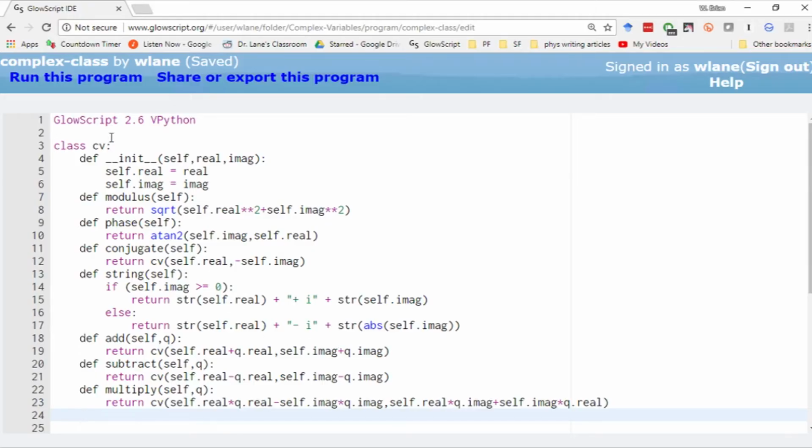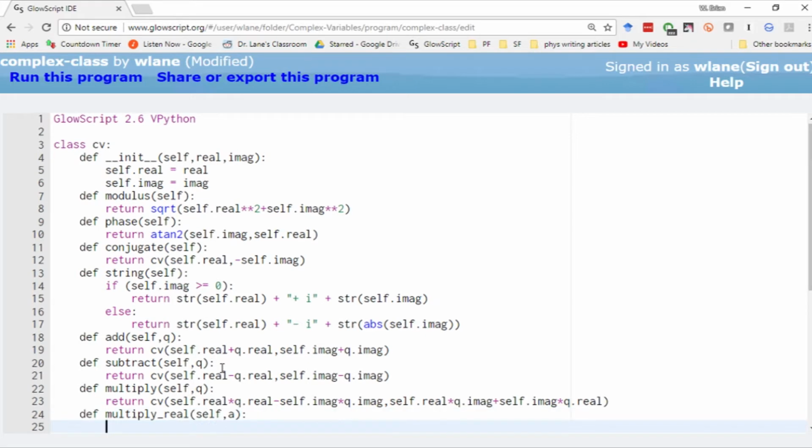So we only have a couple more mathematical operations we need to assign to our complex value class here. One of those is if we wanted to multiply the complex number by a real number. We've got multiplication by a complex number here, but let's suppose we wanted to multiply by a real number. Let's call that real number a.